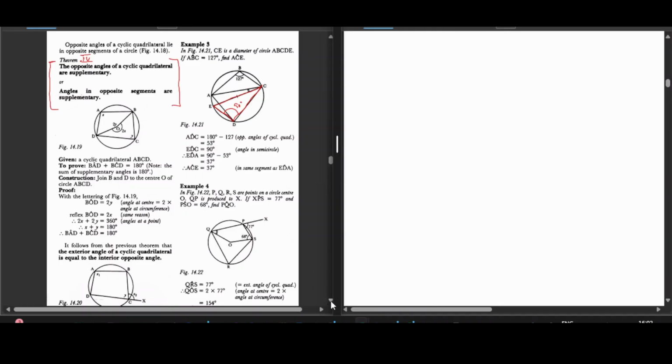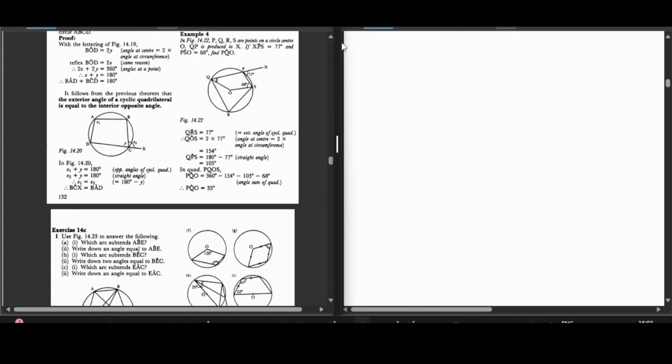So we are done with this one. Let us go to this example 4a. Example 4a, maybe let me just write it here. It's a question. In Fig 14.22, PQRS are points on a circle, center O. QP is produced to X. If XPS is equal to 77 degrees and PSO is equal to 68 degrees, find PQO.